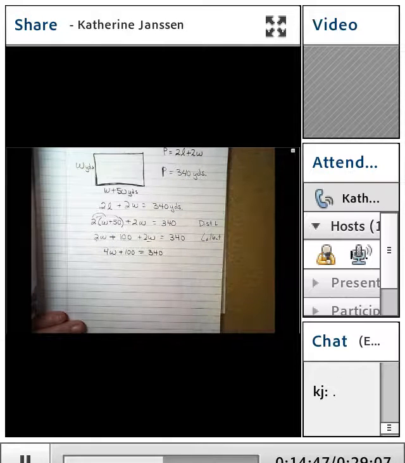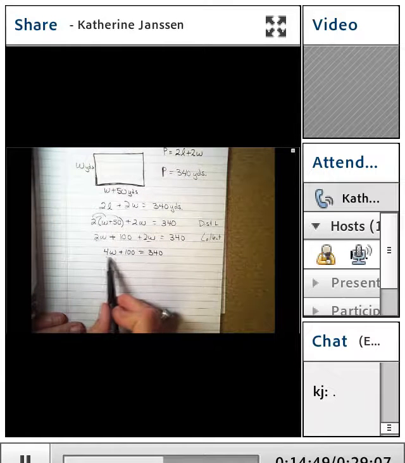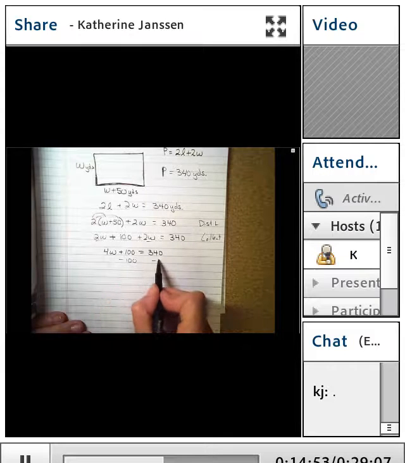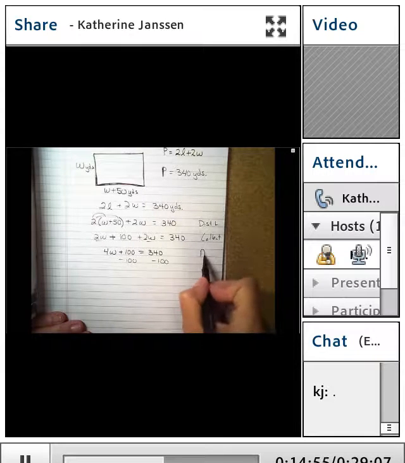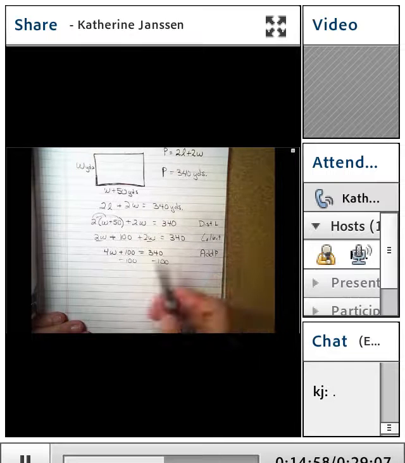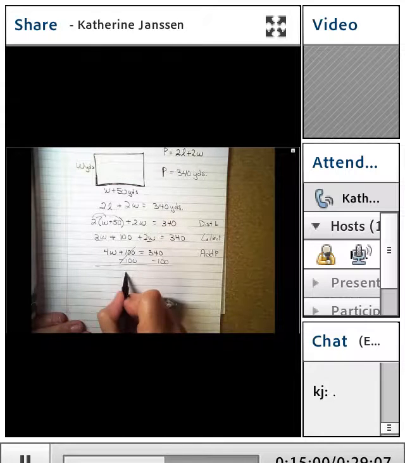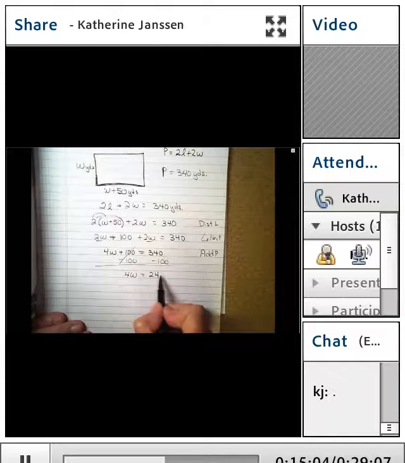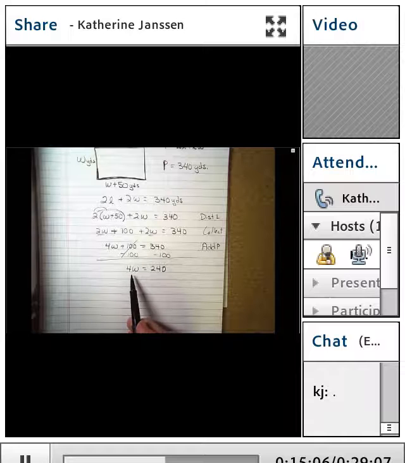I'm trying to isolate my w term so I can solve for w. So I'm going to add a negative 100 with the addition principle. To both sides, I'm adding opposites, which goes to 0, so I have 4w equals 340 minus 100, which is 240. Getting close.